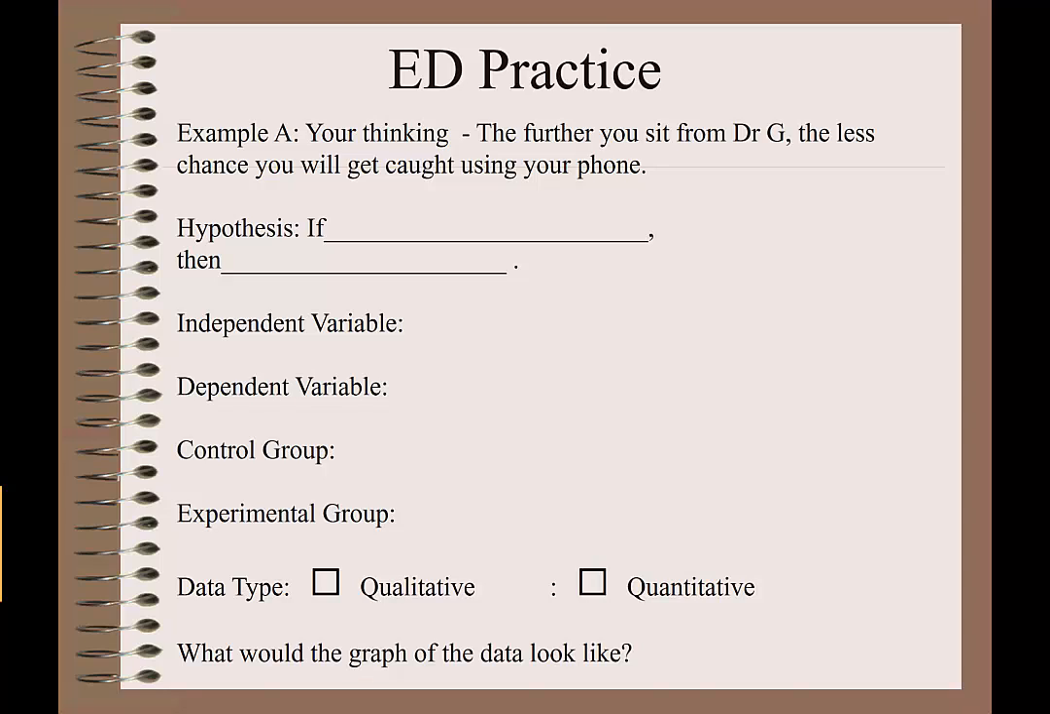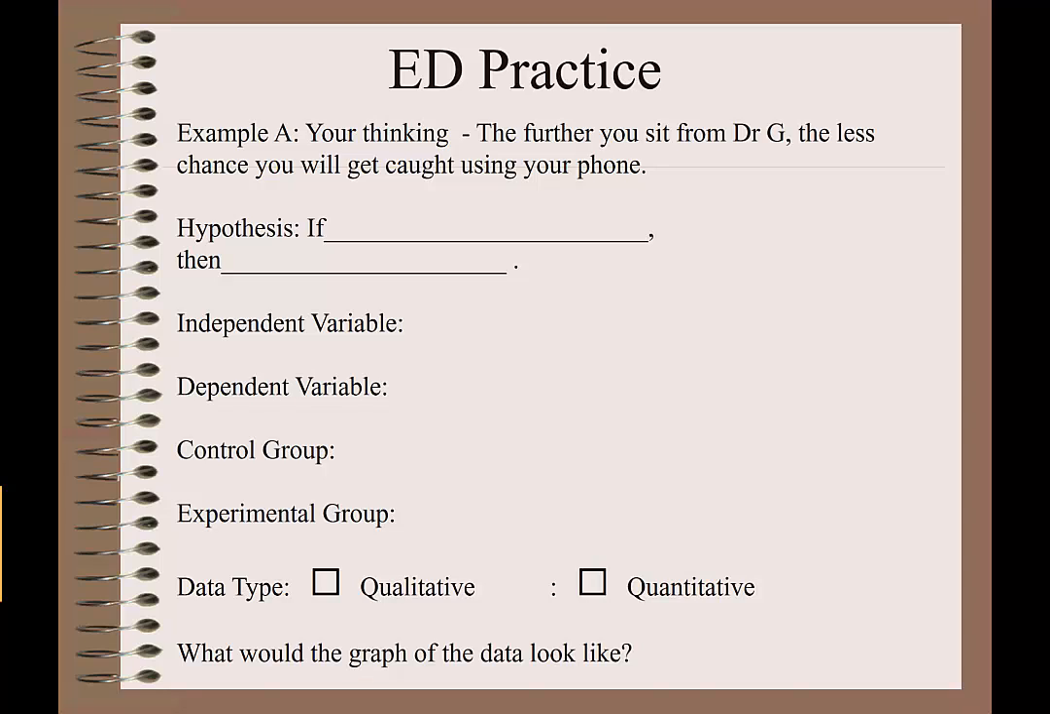So the independent variable here, the thing that's going to vary, is where I sit, close or far away. The dependent variable is the number of times I get caught. And the control group in this case might be the people in the very back row. The experimental group would be anybody between Dr. G and that back row. So what am I looking at? Am I looking at qualitative data or am I looking at quantitative data? I'm really counting, so that's quantitative data.